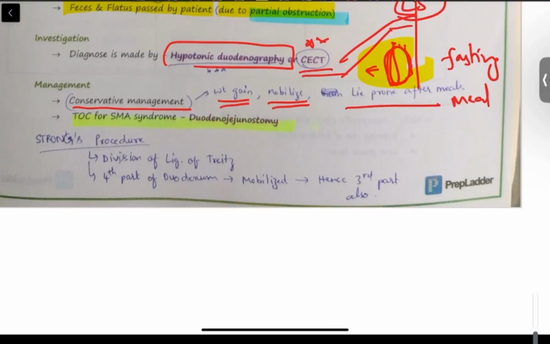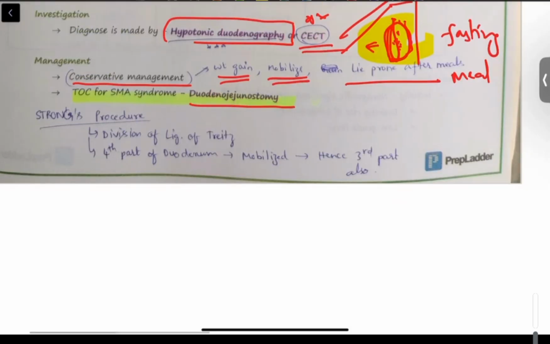And the treatment of choice actually for superior mesenteric artery syndrome is duodenojejunostomy. So whatever duodenum is getting compressed here, we'll take it out from below the superior mesenteric artery, and we will anastomose it with the jejunum. That is the procedure.